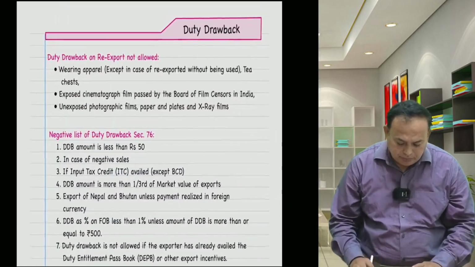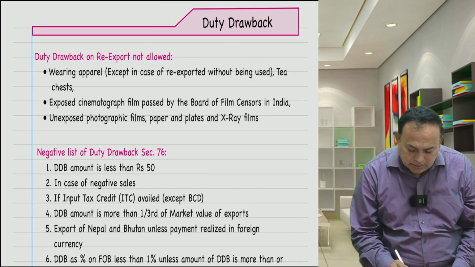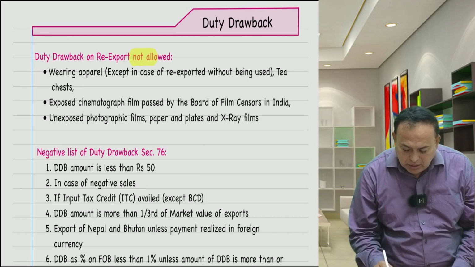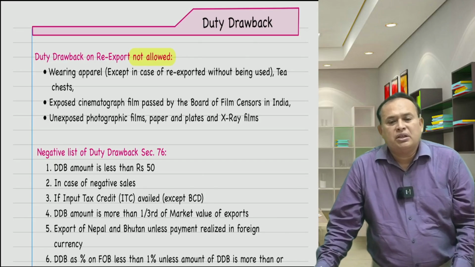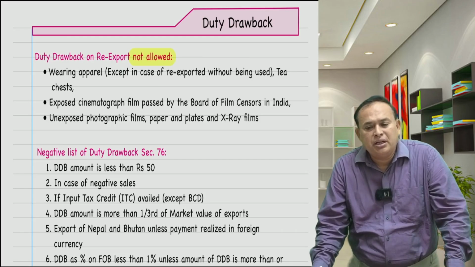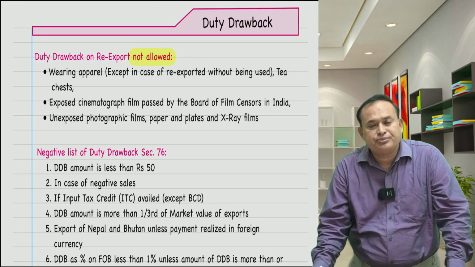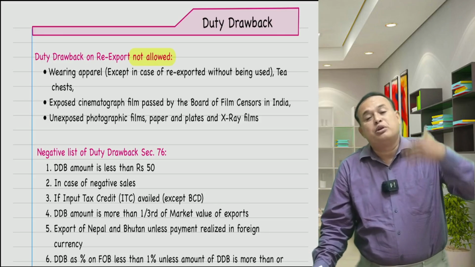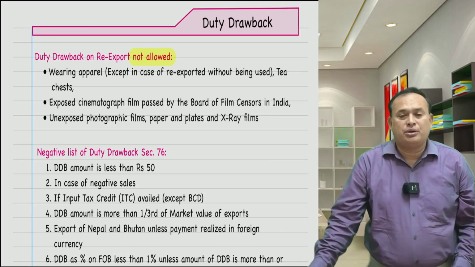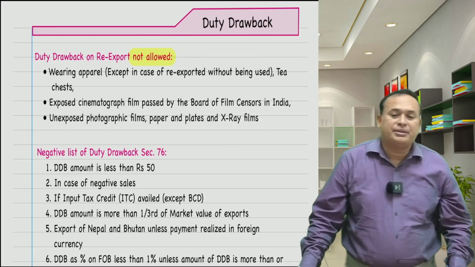Here, duty drawback on re-export is not allowed for wearing apparel. If I am re-exporting wearing apparel after payment of import duty, then duty drawback is not allowed, unless I export without its being used. That means if wearing apparel on which duty was paid on import is exported back without use, duty drawback is allowed. After the wearing apparel is used and exported back, no duty drawback.